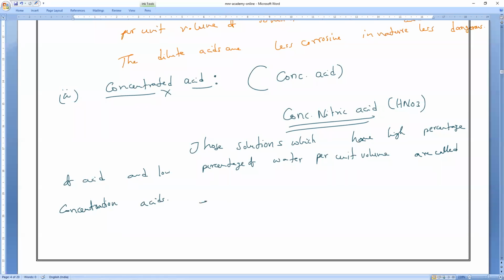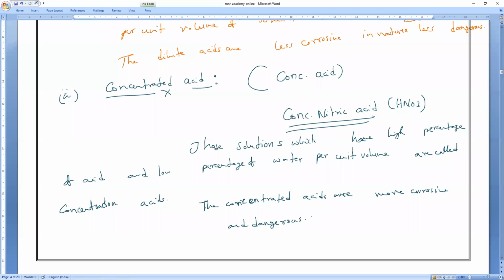Are called concentrated acid. Okay, now if you see the concentrated acids, are they very dangerous or not? They are highly corrosive, very dangerous. More corrosive and dangerous also.